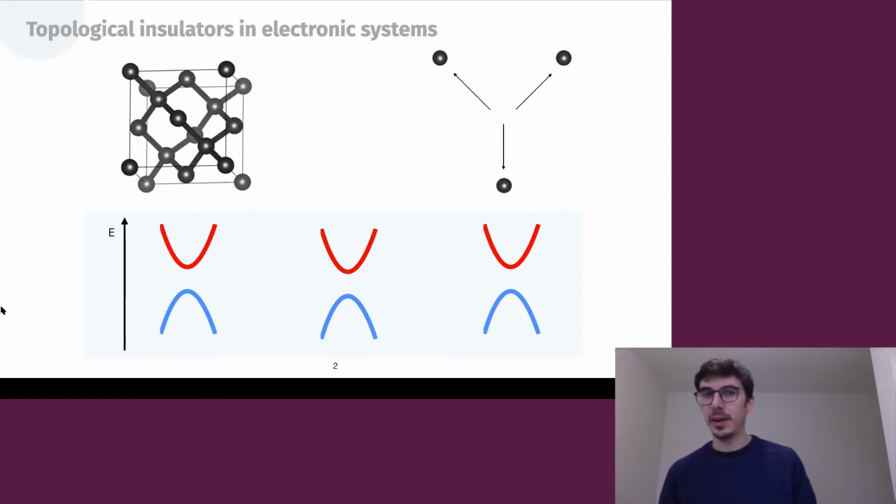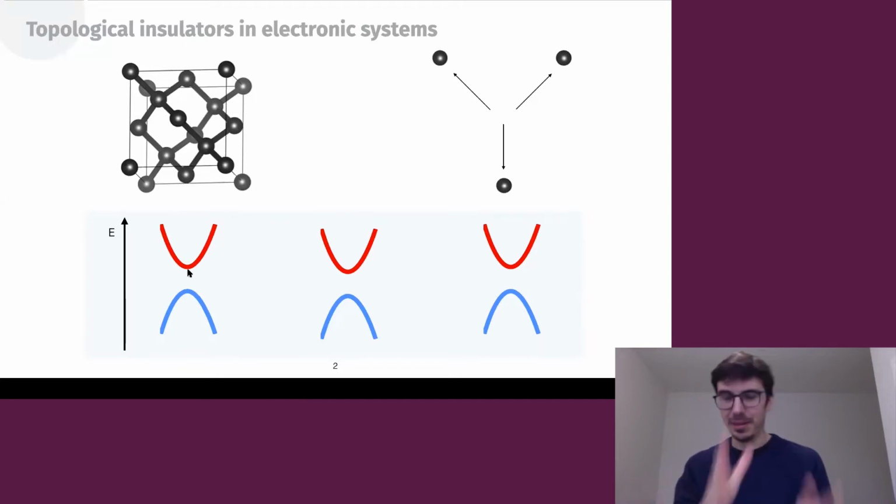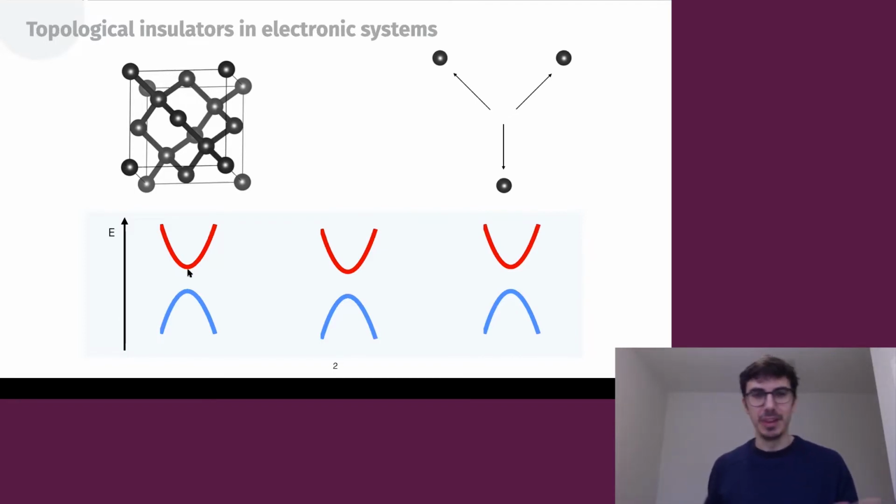And to understand how that comes about, I can take the example of what we now call a normal insulator, like diamond, shown here on the left. Diamond is a semiconductor or an insulator. It means it has a band gap. So the valence band in blue is separated by an energy gap from the conduction band in red. I know diamond is indirect, but for the purposes of this depiction, I just plot it as a direct band gap semiconductor. It doesn't really matter.